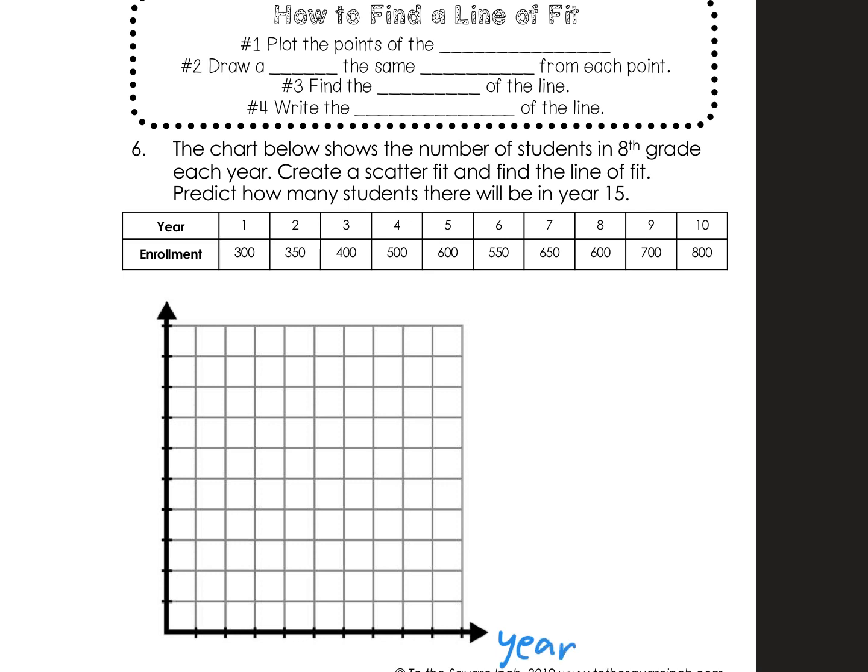First, let's look at the question. The chart below shows the number of students in 8th grade each year. Create a scatter plot and find the line of fit. Predict how many students there will be in year 15.